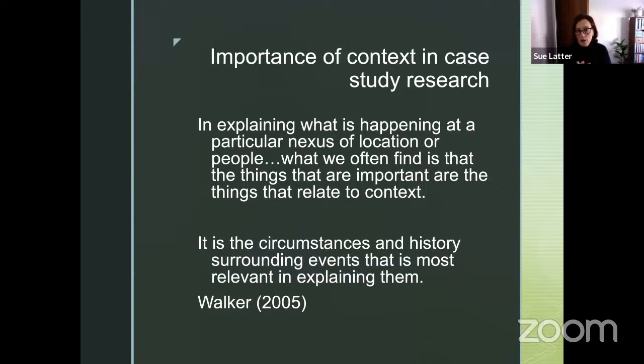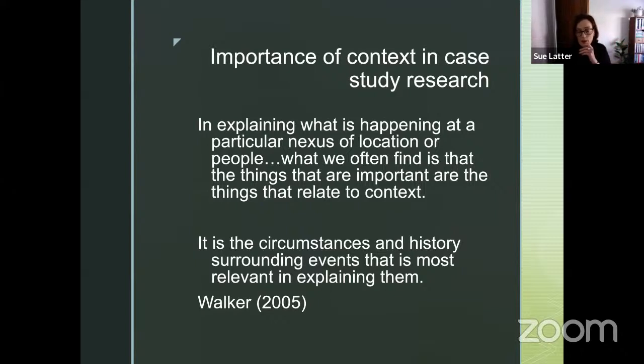This is Walker speaking now. What we often find is that the things that are important are the things that relate to context. They're the things that influence whether an implementation of a new intervention works in practice. We all know this, I think, from our own work as healthcare professionals, that context is incredibly important to the way new interventions land, or how people experience care, for example. And Walker also says it's the circumstances, and there's also this thing about history surrounding events that is most relevant in explaining them.